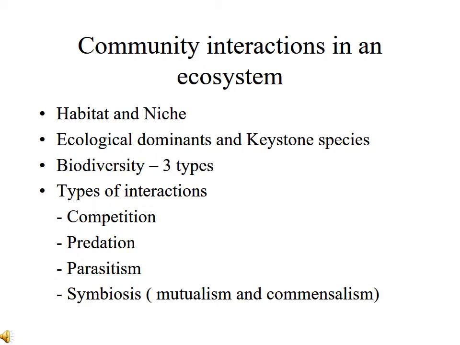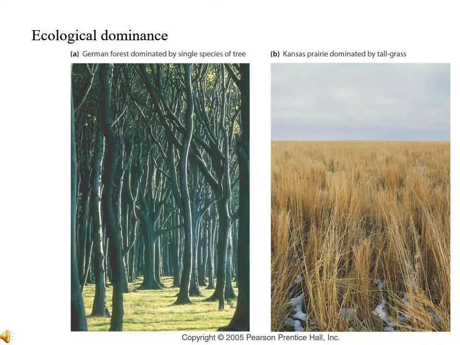Secondly, we will look at ecological dominant and keystone species. Ecological dominant species basically overwhelm competition. Keystone species exert undue influence in a given ecological system. In a given ecological system, biodiversity is important, and we will be looking at 3 types. And finally, we're going to look at the types of interactions that occur in an ecosystem: competition, predation, parasitism, and different types of symbiosis.